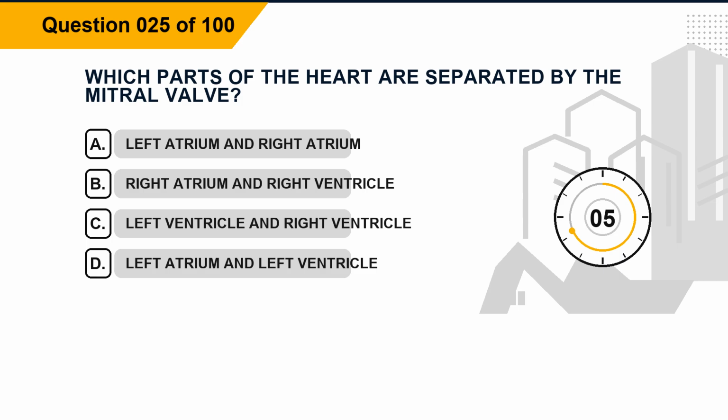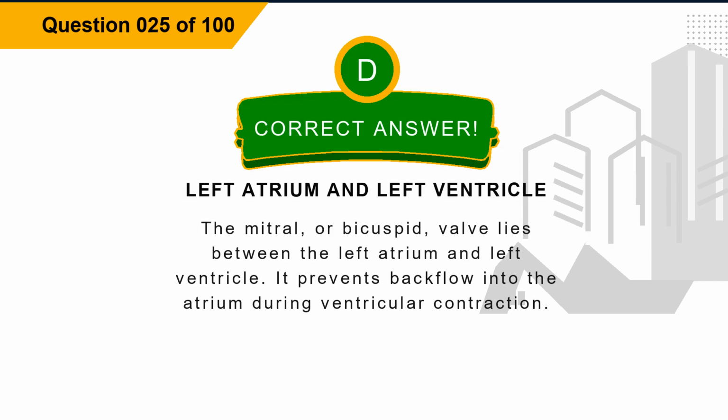Option C, left ventricle and right ventricle. Option D, left atrium and left ventricle. The correct answer is option D, left atrium and left ventricle. Explanation: the mitral, or bicuspid, valve lies between the left atrium and left ventricle. It prevents backflow into the atrium during ventricular contraction.